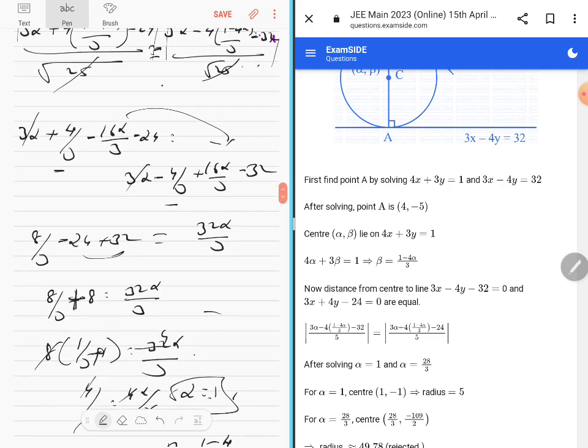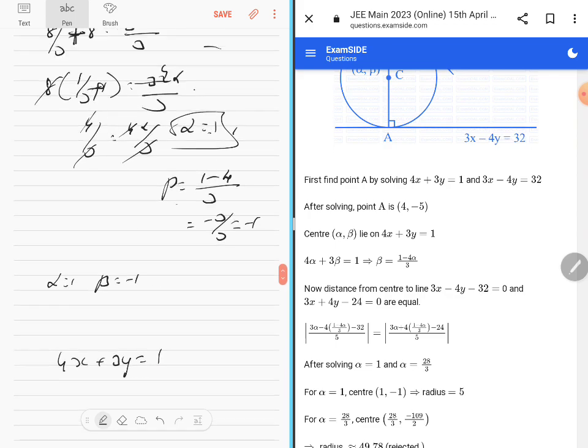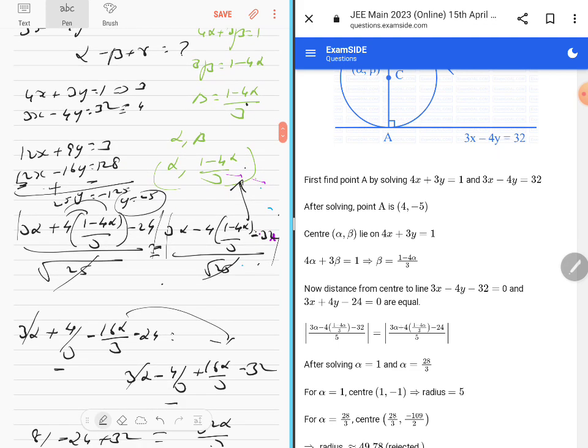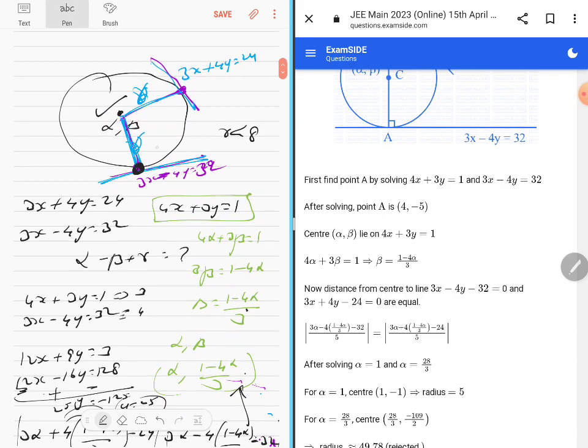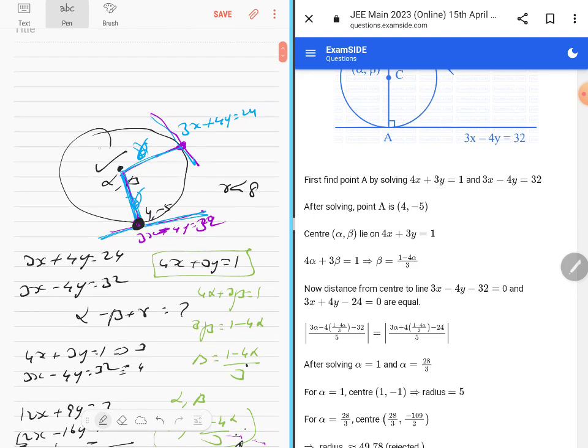4x plus 3y is equal to 1. You just now found y is equal to minus 5. So it's 4x minus 15 is equal to 1. 4x is equal to 16, so x is equal to 4. So thus you know 4 comma minus 5 is this point. And the center alpha and beta, we just found it to be 1 comma minus 1.